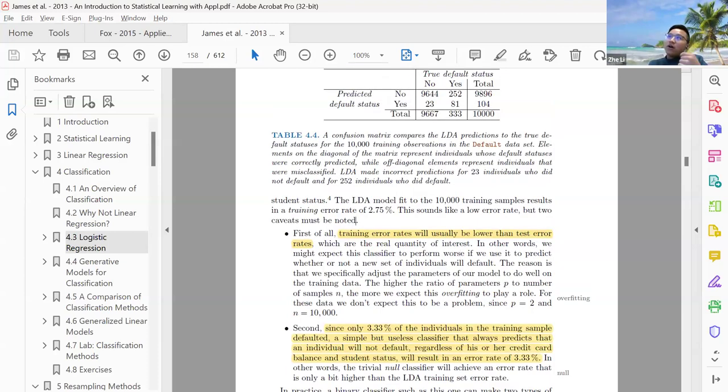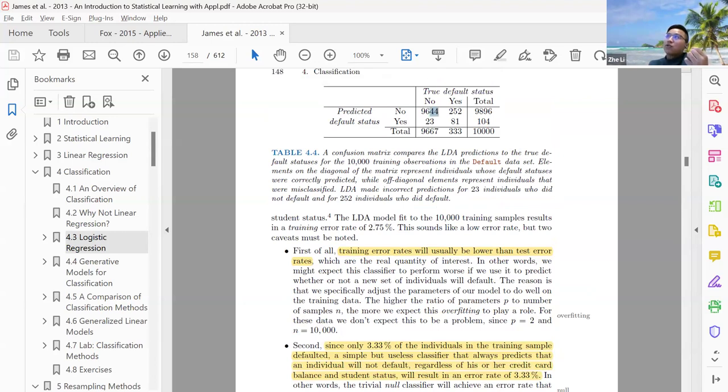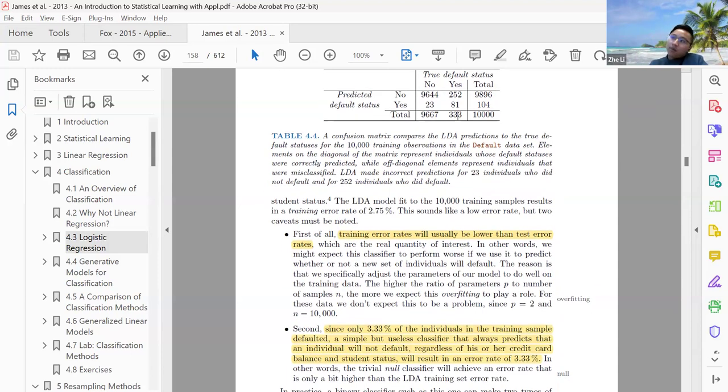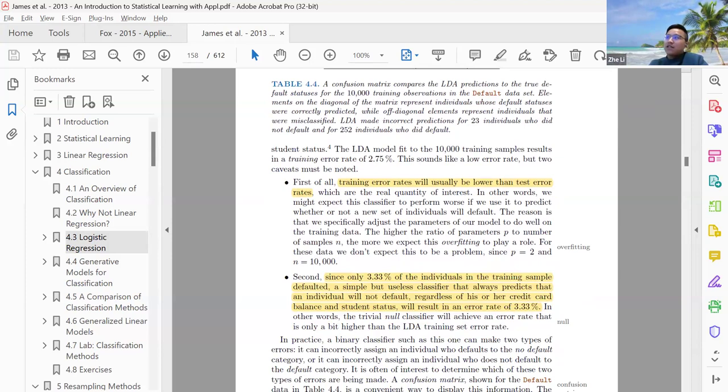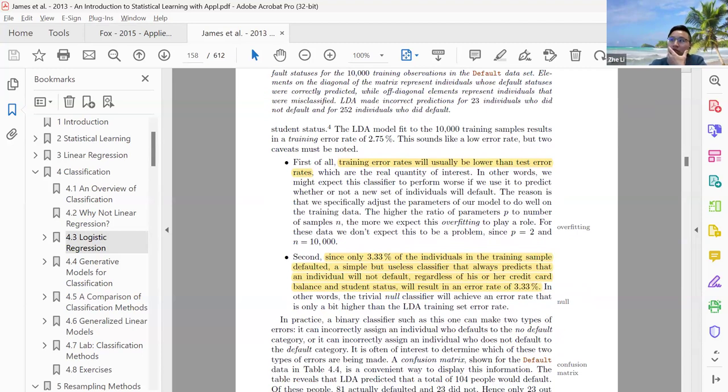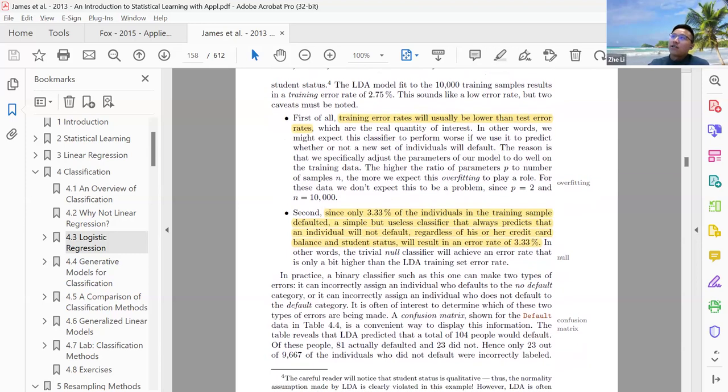And the second is that although the overall training error rate is very low, if we just use our model to predict all our results to be false, we'll get 9,667 predictions of true negative results. But the other 333 results will be false, which is false negative. So in terms of our calculation, the overall test error rate is no more than 3.3%, which is also very low, because the overall true negative cases in this example are just that many. This shows that regardless of these trivial examples, the trivial null classifier will achieve an error rate that is only a bit higher than the training set error rate. So bear that in mind.